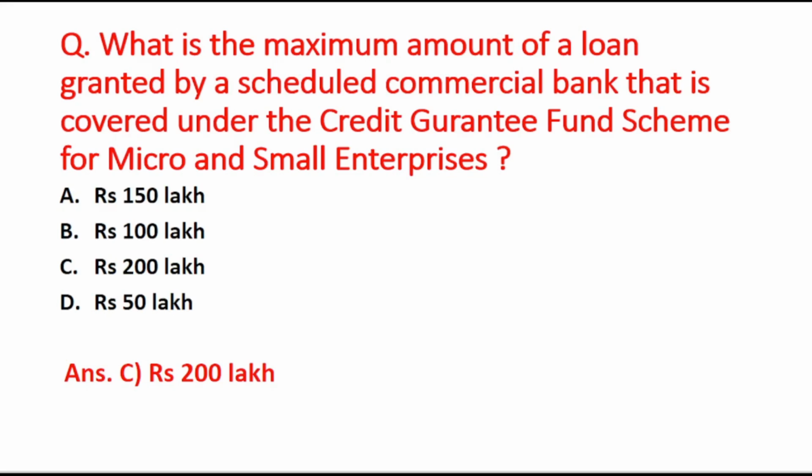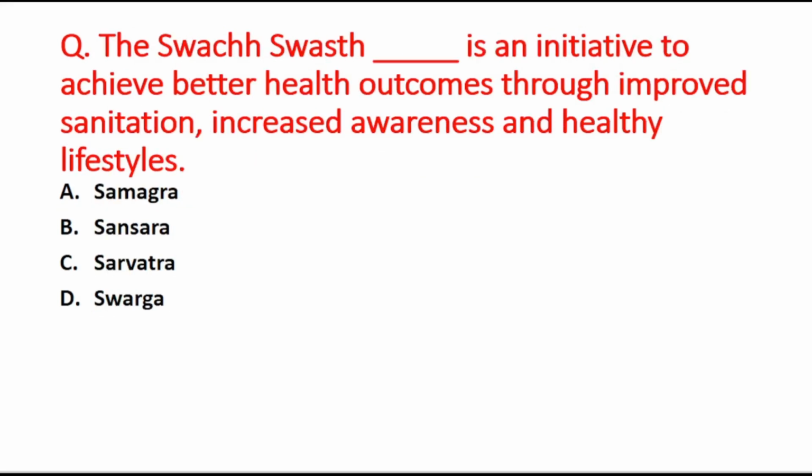Next question is, the Swachh Swasth blank is an initiative to achieve better health outcomes through improved sanitation, increased awareness, and healthy lifestyle. A option is Samagra, B option is Sansara, C option is Sarvatra, and D option is Swarga. The right answer is option C, that is Sarvatra.